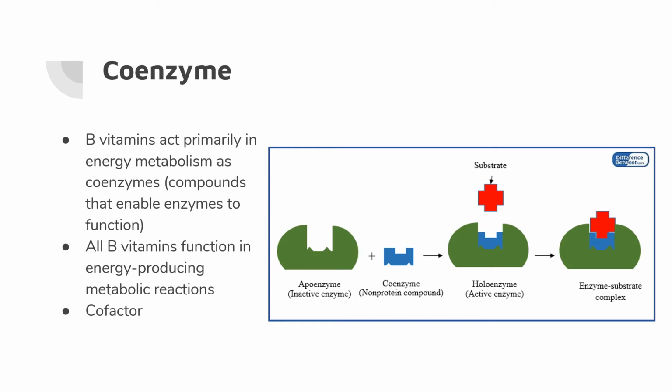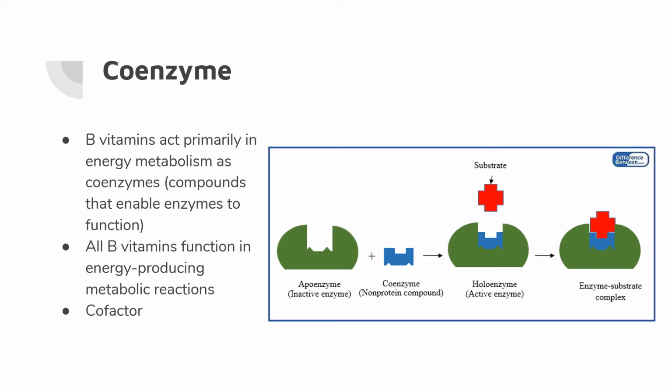What we don't always talk about is the fact that enzymes don't work by themselves. They almost always work with a cofactor or a coenzyme. A coenzyme is a vitamin that basically attaches to what's called the apoenzyme, or the inactive form of the enzyme. And when the coenzyme attaches, then the enzyme becomes active, and we call it a holoenzyme. It's at that point that the substrate can bind to the enzyme, and then the enzyme can help the reaction with that substrate occur.